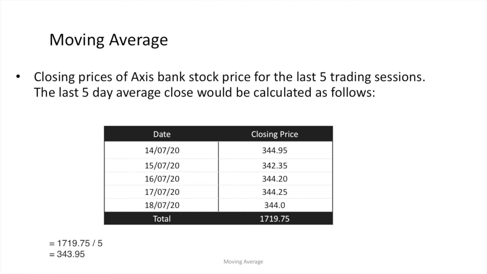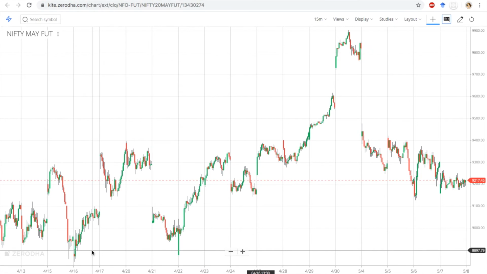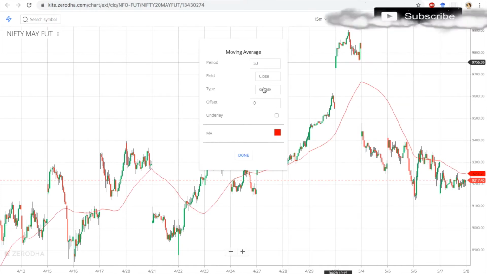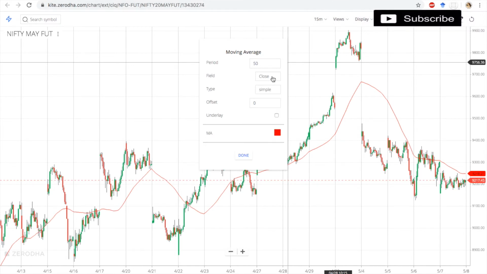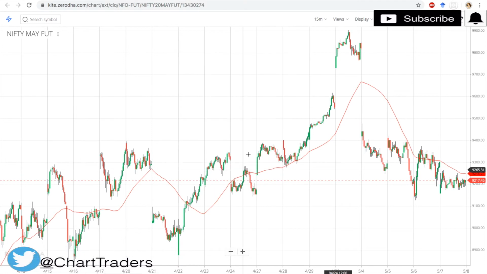Now we will see how a moving average acts as support and resistance and how it is used to identify the trend. I have opened my Zerodha account. In order to add a moving average, just click on moving average and here you have to add the period. It is going to calculate on the close price. You can take other options also, but we are going to take close. The type is simple, with no need to specify an offset, and click OK.